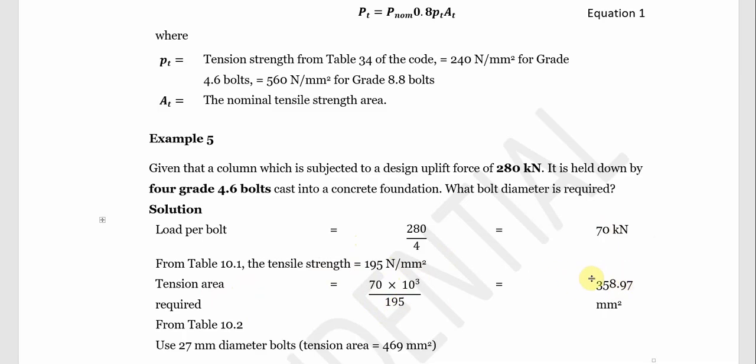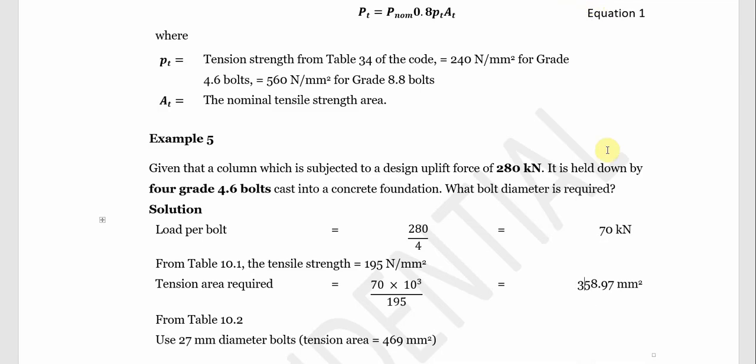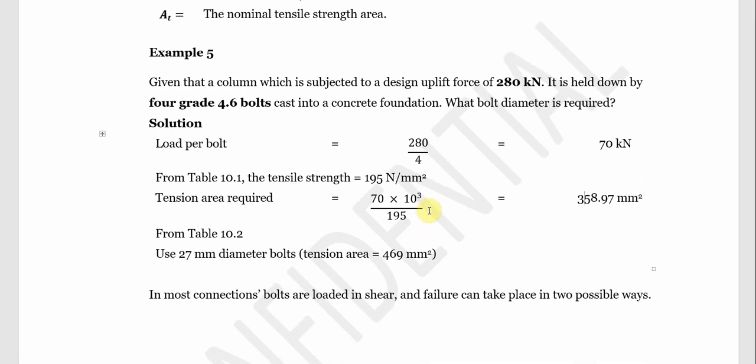We're having 285 Newton per 358.97 millimeters square. Let me put it this way. So now if we have this 358.97 millimeters square, that's the tension area that we require for this particular bolt.